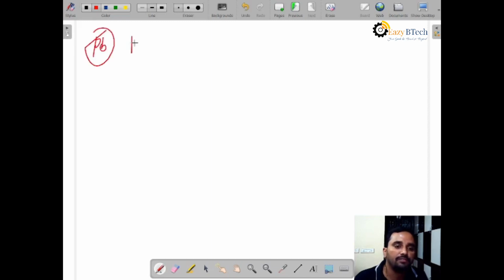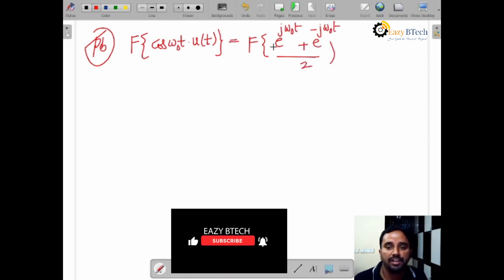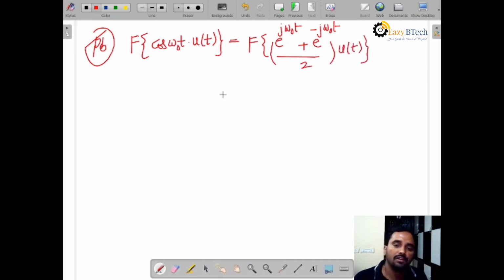So find the Fourier transform of cos omega naught t u of t. This cos function can be written in terms of exponentials: e to the power j omega naught t plus e to the power minus j omega naught t, by 2. This is the cos function into u of t. Right, now write separately; 1 by 2 we can write outside.